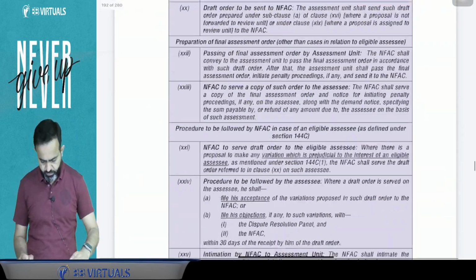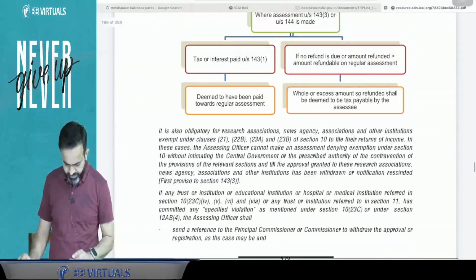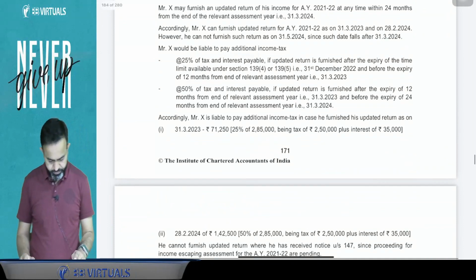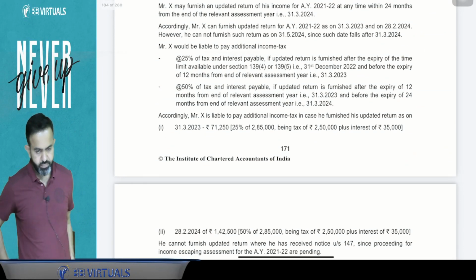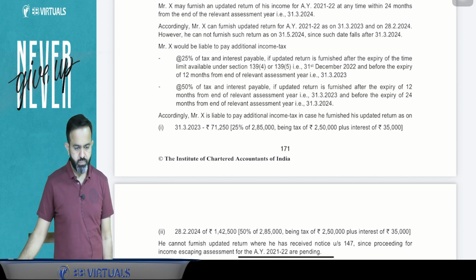Wait a minute. Just read it. This is only one example given by the ICAI.